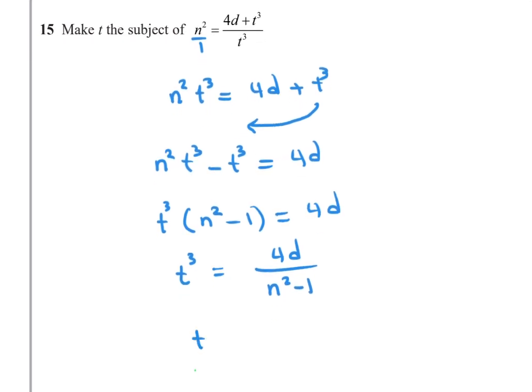Now we need t, so take the cube root of 4d over n squared minus 1.